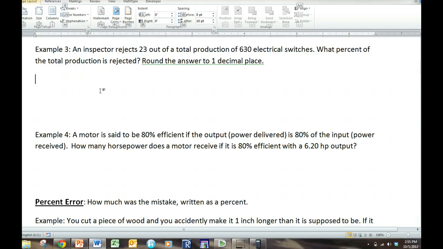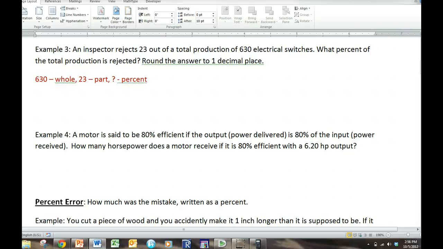An inspector rejects 23 out of a total production of 630 electrical switches. What percent of the total production is rejected? So this one is very close to being straightforward, where you can just directly translate it, because I have 23 out of a total. They tell you the total is 630, so I know 630 is my whole, which means that 23 is my part, and I don't know my percent.